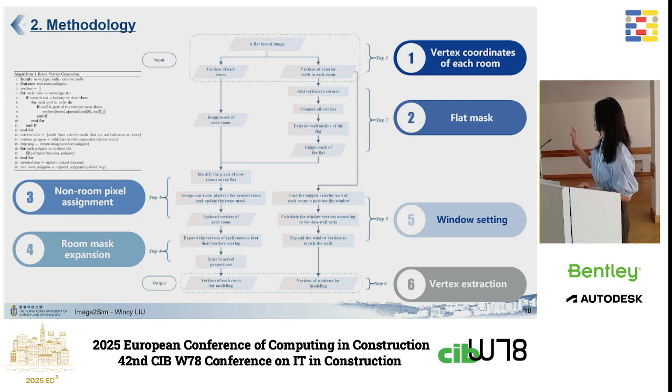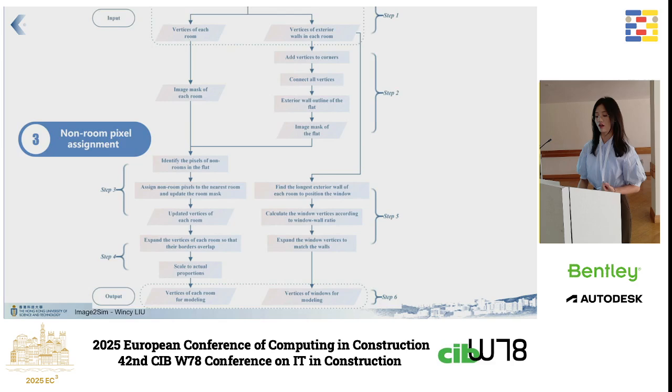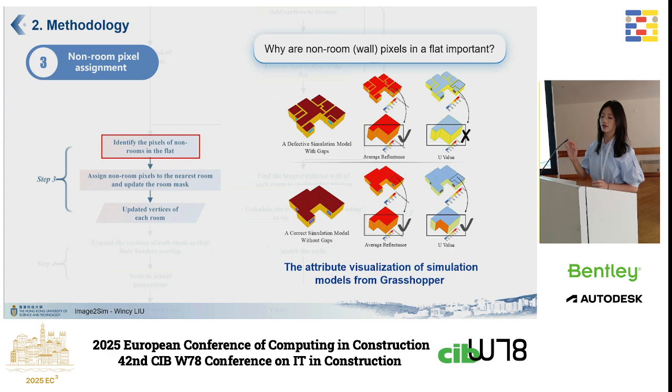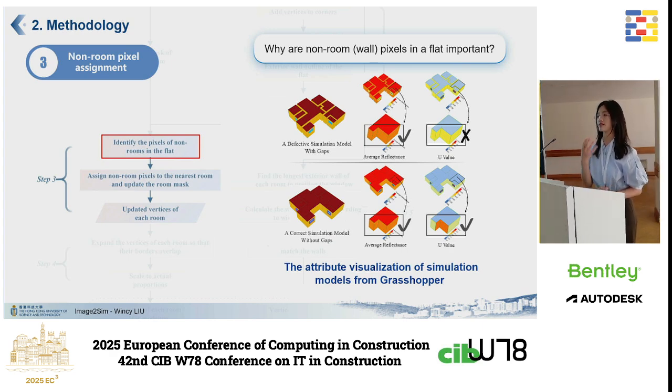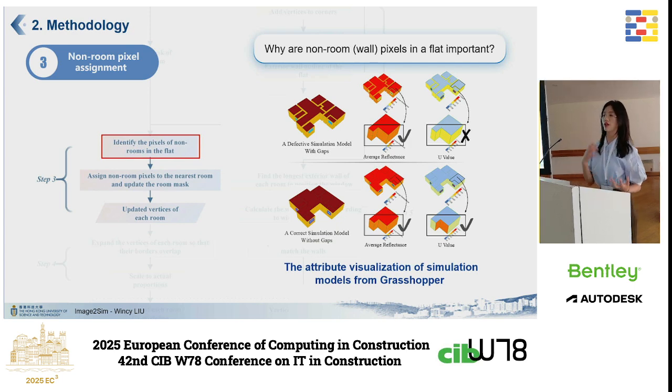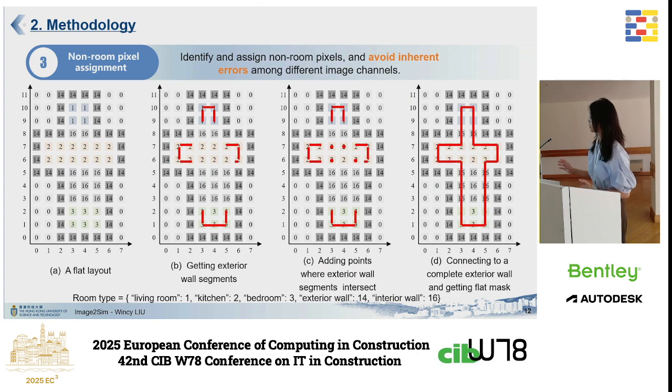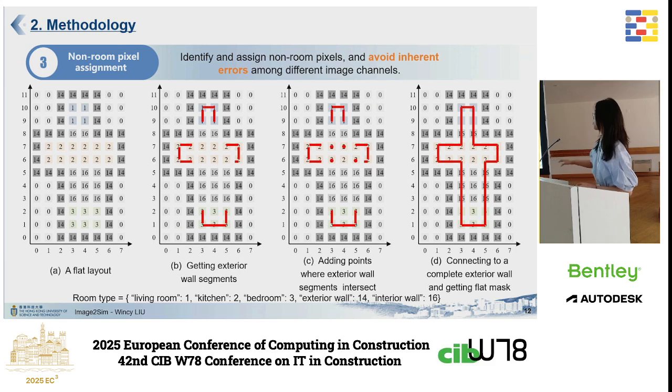Among these 6 steps, the 3rd step is the key one: assigning the non-room pixels to process the wall part. This part is quite important because when we import it into the simulation tools, whether a wall is identified as an exterior wall or an interior wall has a quite large impact on the performance, because their attributes are quite different.